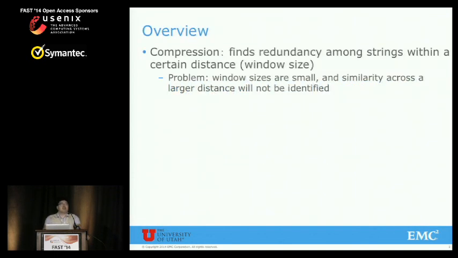So in this project, we worked on improving compression. Traditional compressors work by finding redundant information within a certain distance, and the distance is usually also called the window size. The problem with traditional compressors is that they use very small window sizes, and similarities across a large range will not be identified.